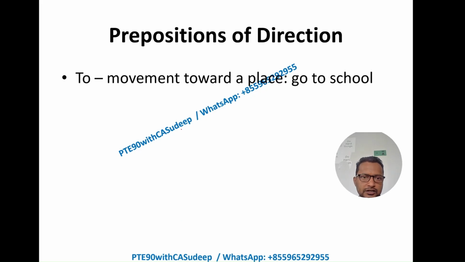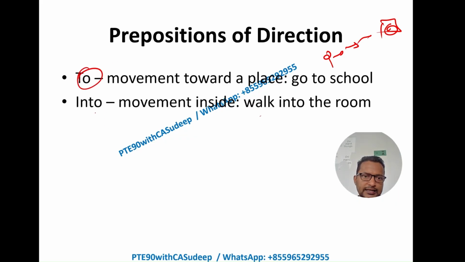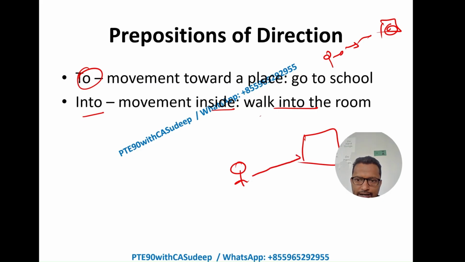Preposition of direction. Moving towards a place, like this is the school, and then you are moving, going towards. So that's why you put to, right? And then into, moving inside, walk into the room. For example, this is the room, and then there's a movement. So you are walking and going inside this closed room, then that should be into. But if you are already in the room, you say I'm in the room. You do not say I'm into the room. No, I'm in the room.